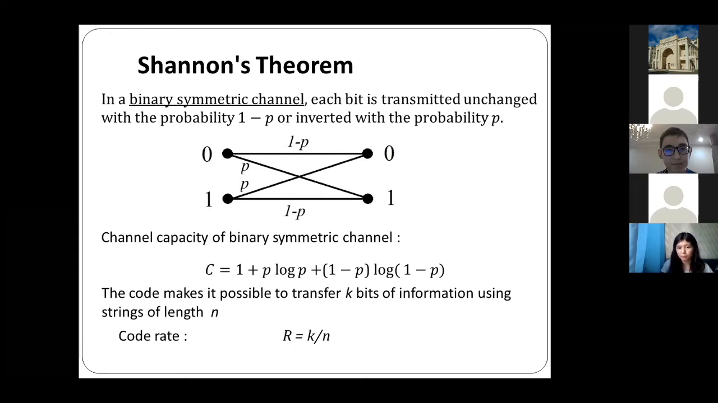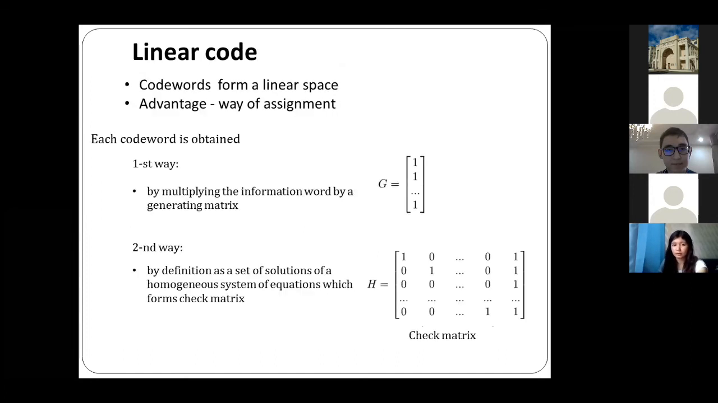A code makes it possible to transfer k bits of information using strings of length n, and the code rate is described by the following formula. And Shannon proves the existence of a code with rate close to the channel capacity, for which the error probability tends to 0 as the code length tends to infinity. But Shannon's theorem is not constructive, in the sense that it doesn't provide clues for finding such codes and how to efficiently encode and decode them. Practically implemented encoding and decoding methods use linear codes and will be discussed below.